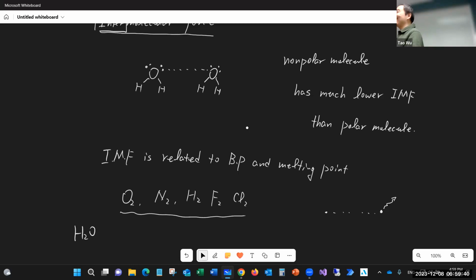Well, we cannot say this is gravity, but anyway, it's a similar idea. That makes sense, right? So that is generally the intermolecular force.